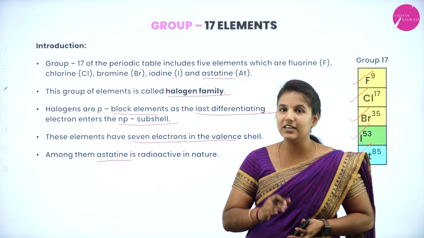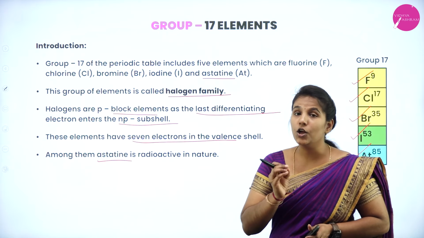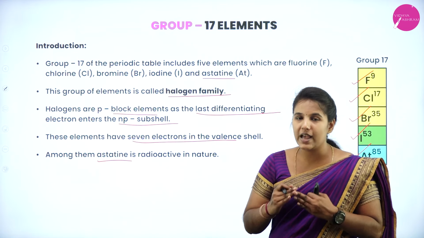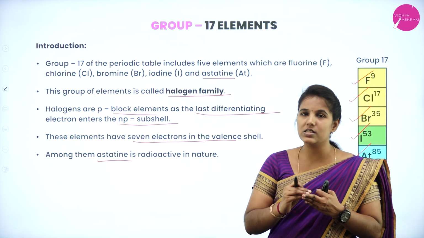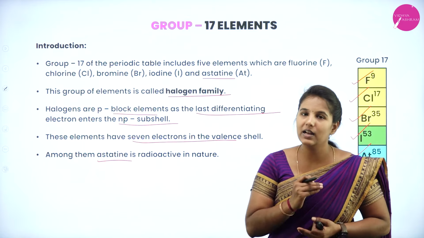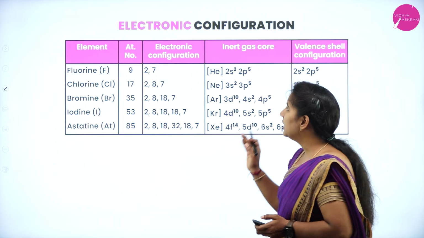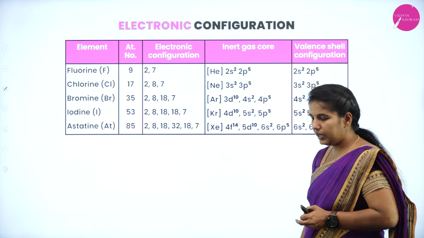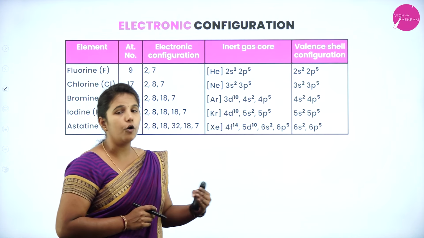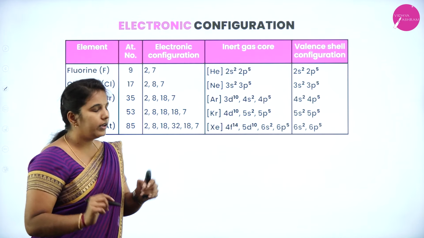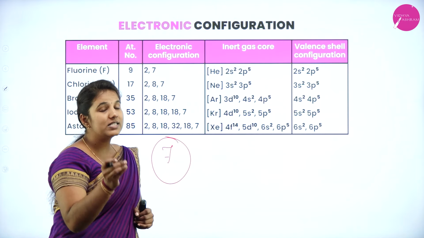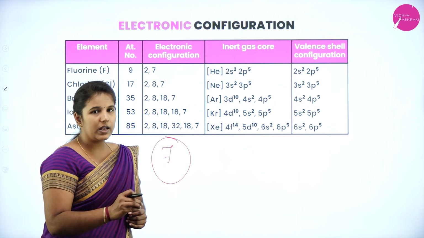Hope you have understood the introductory part of this group 17. So why are the group 17 elements known as the halogen family? Because it includes the halogens, that is fluorine, chlorine, bromine, iodine and astatine. Okay. Coming to their electronic configuration, it is very important to understand the electronic configuration of group 17 elements. Already I have told that in their valence shell, it consists of how many electrons? 7 electrons. We will see one by one.